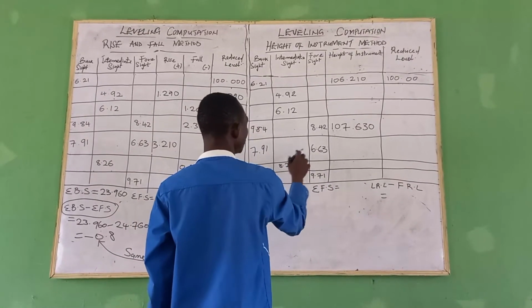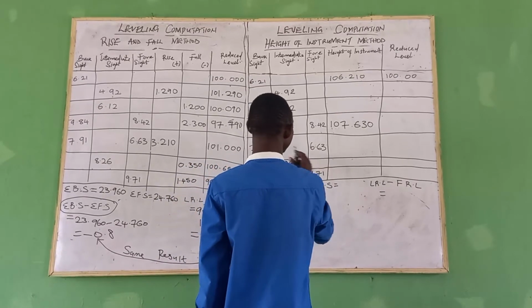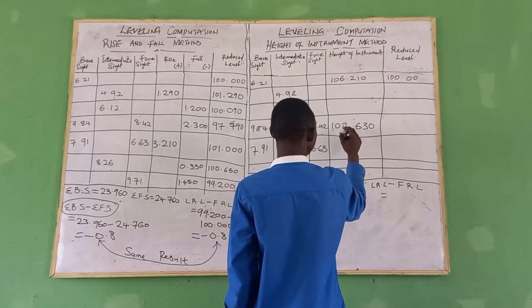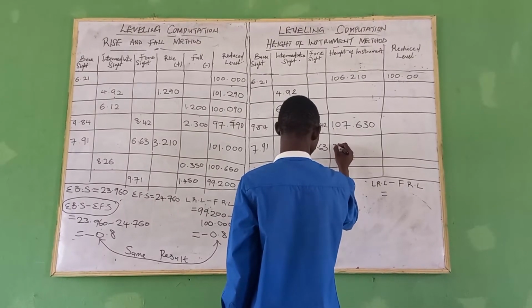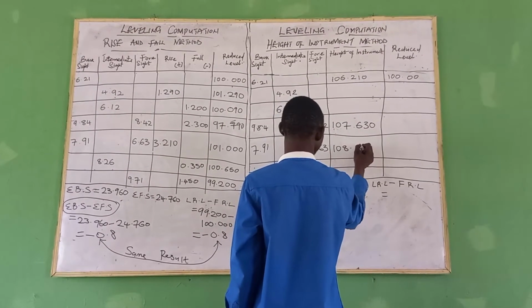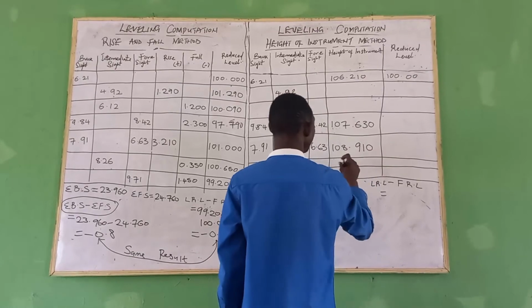Now, the last height of instrument where we have our back sides is this station here. So 7.91 subtract from 6.63 plus 107.630 is going to give us 108.910.